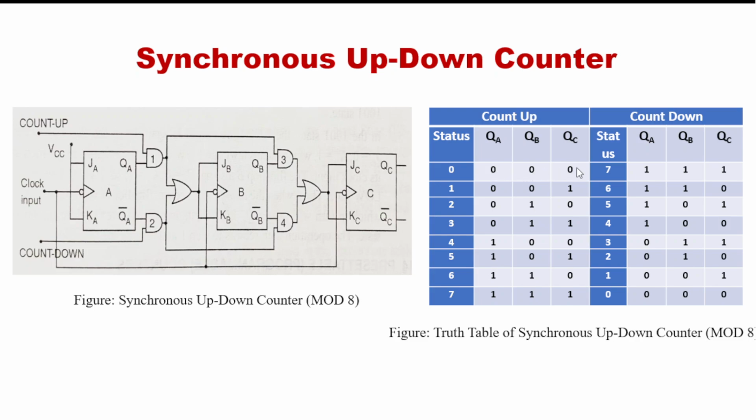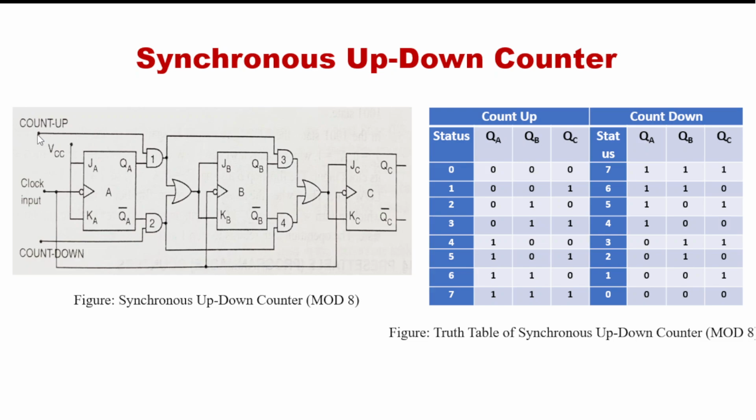It is 0 0 0 to 1 1 1. It will count, for count up mode, and again it will start from 0 0 0. And count down mode similarly starts from 1 1 1 and it will continue to 0 0 0. Again it will start from 1 1 1.